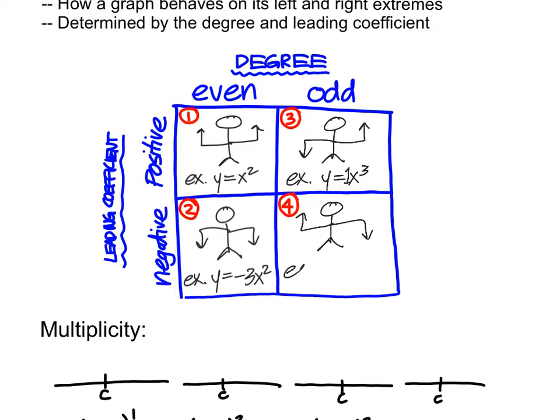All right, and finally, number 4, odd degree and negative leading coefficient means down to the right and up to the left. An example could be negative x to the 3rd plus 2x minus 3 or something like that. Okay?